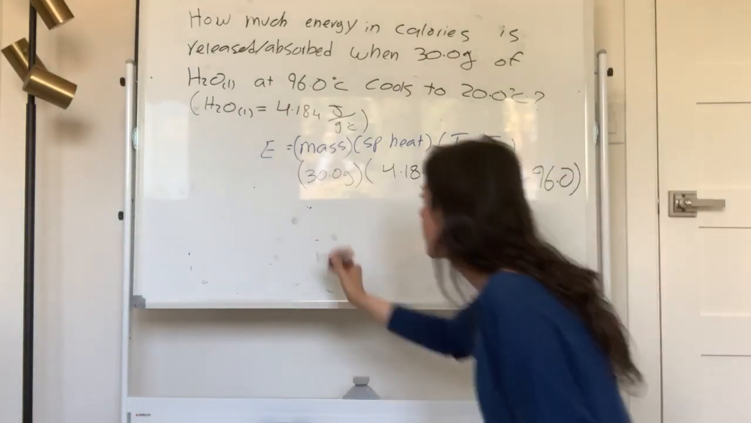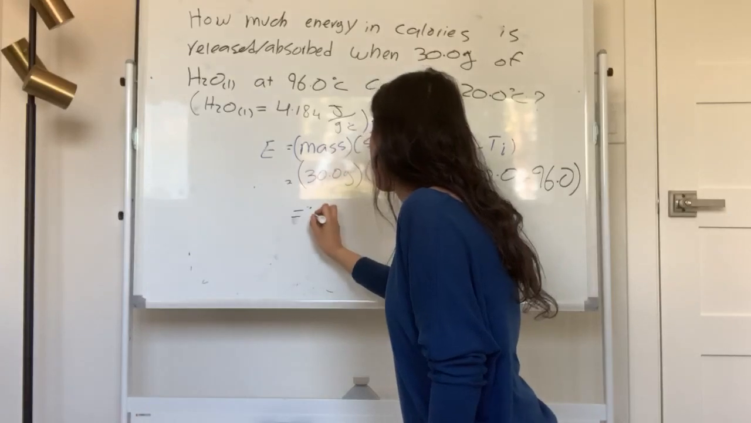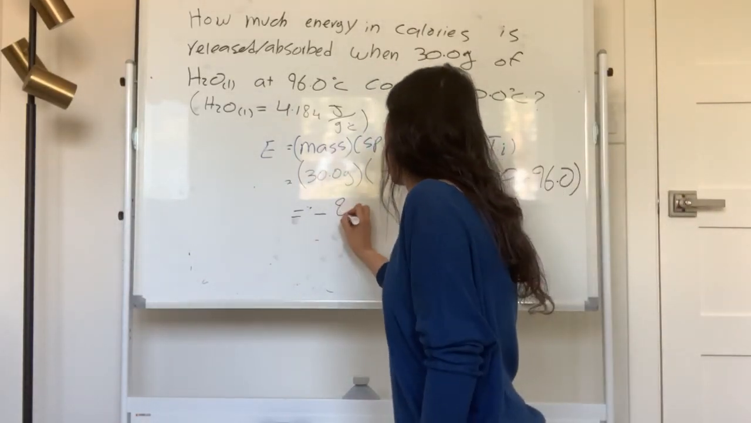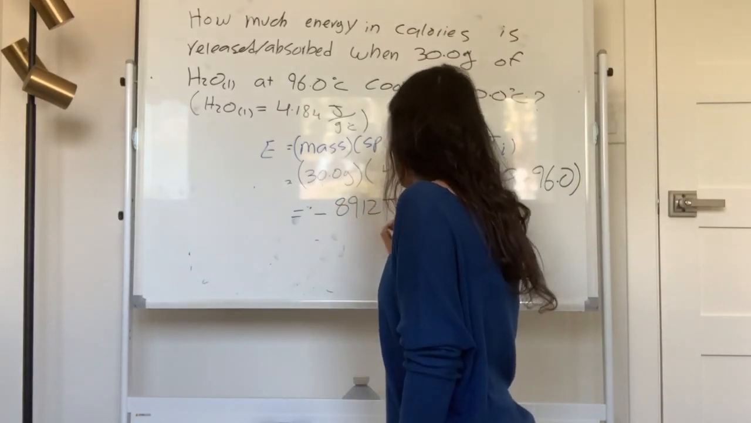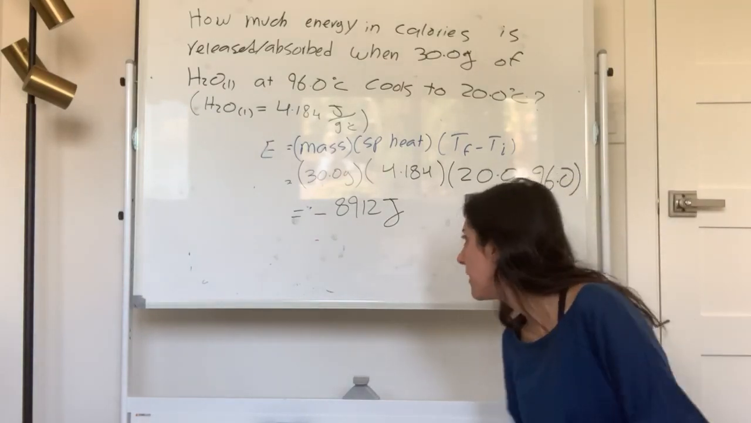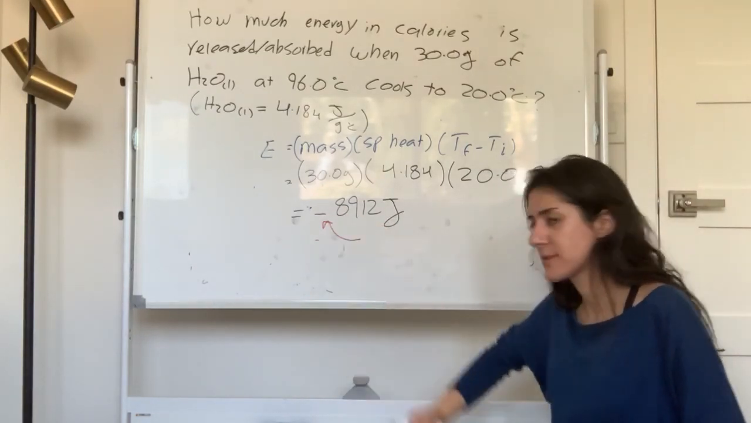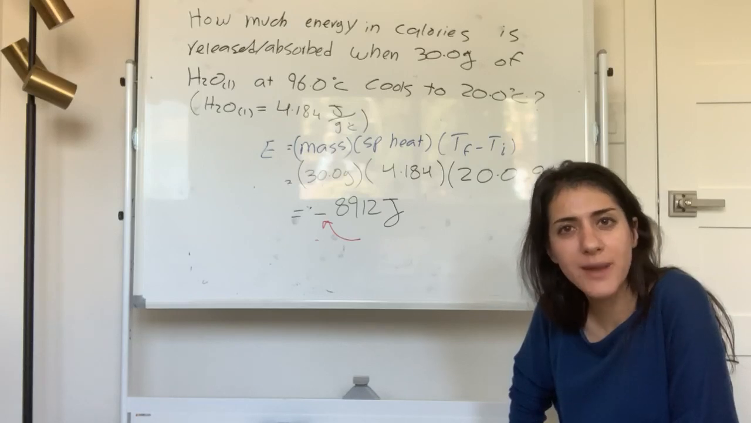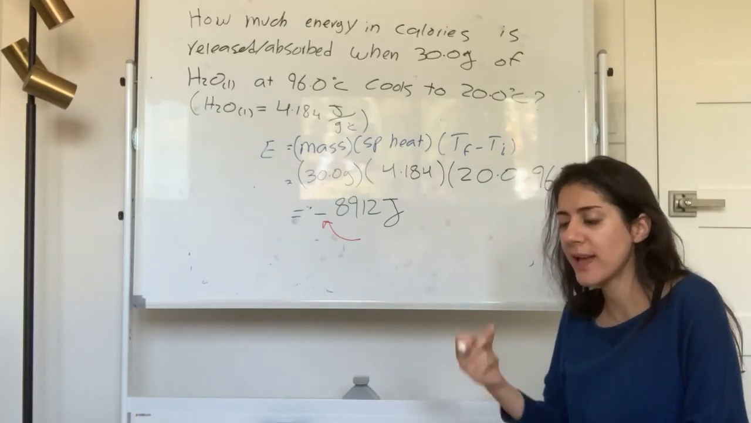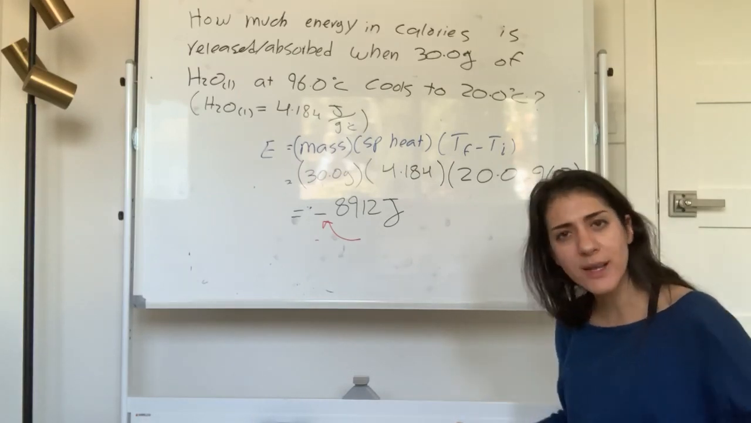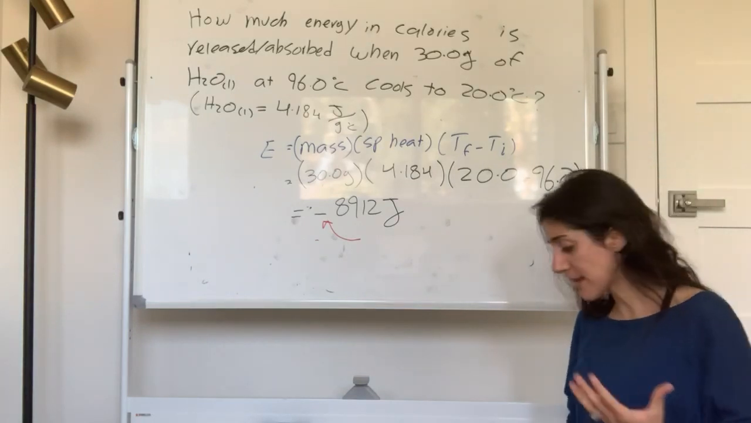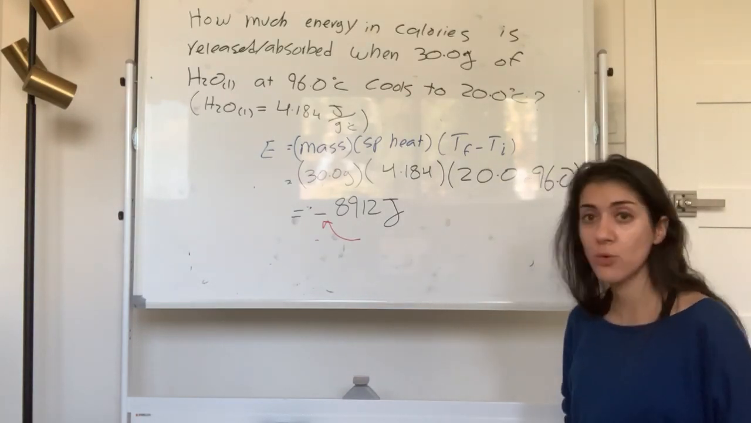So if I plug everything in, what I end up getting is negative 8912. What's the unit? Joules. What does this mean? What does a minus mean? This is an exothermic reaction. The energy was released. So when you have minus or plus for energy, all it means is was energy released or was energy absorbed. So I plug it in, what I end up getting is joules, but that's not what the question asks you for.